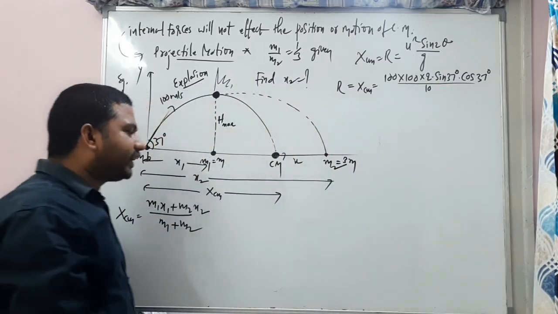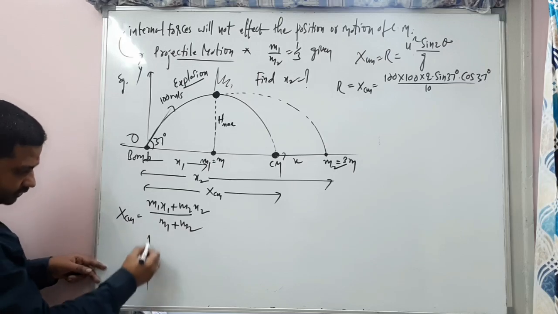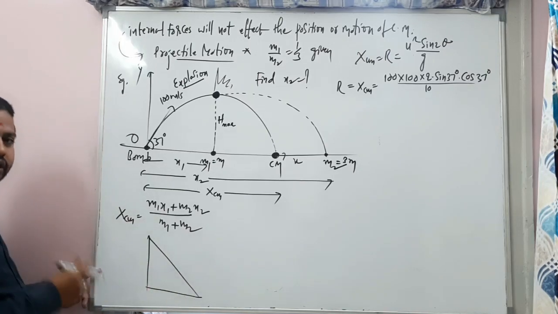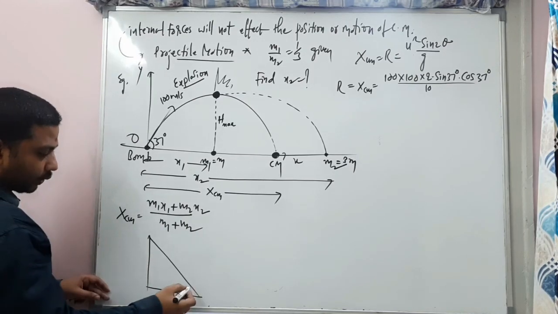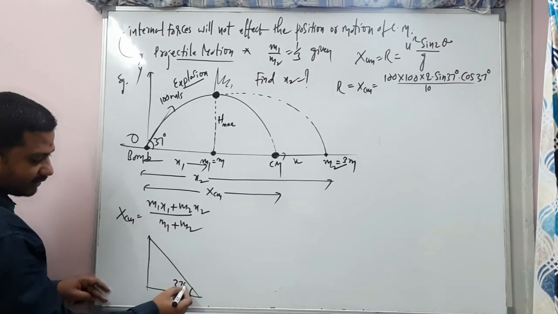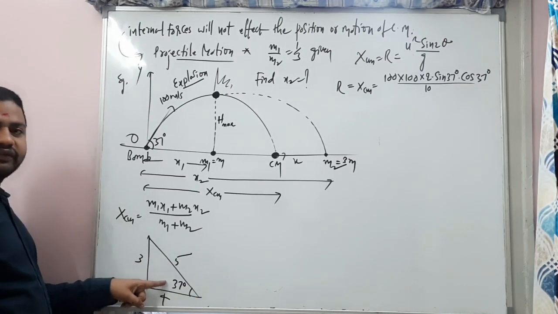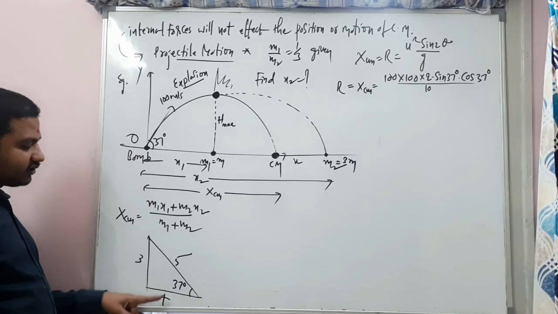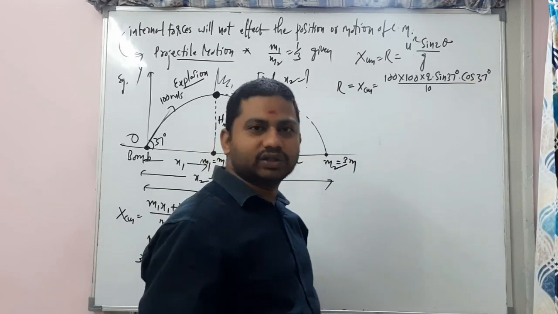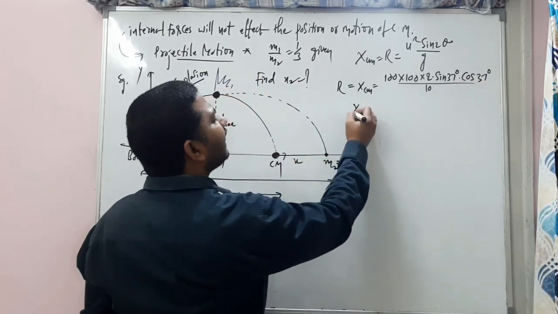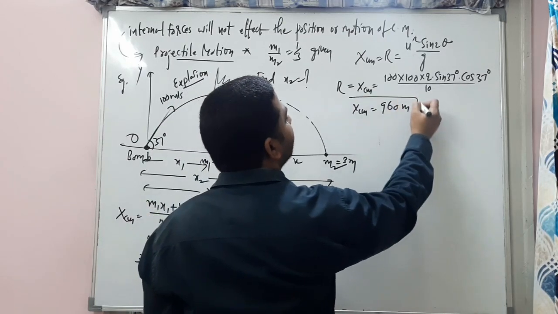You know the 37 degrees triangle, right? I don't want to mention it, but still, because you are not in the initial days of first PUC. Almost you are close to second PUC now. So this is 37 degrees, it's a 3, 4, 5 triangle. So sine 37 is 3 by 5, cos 37 is 4 by 5. Sine 2 theta I can write as 2 sine theta cos theta. So if you calculate, you will get your xcm value as 960 meters, students.